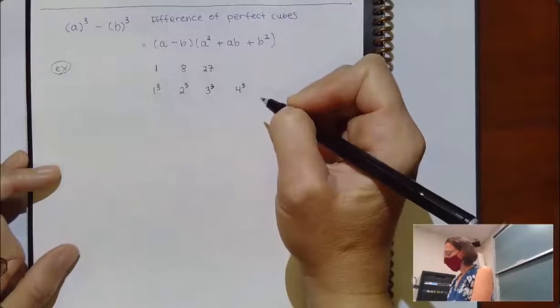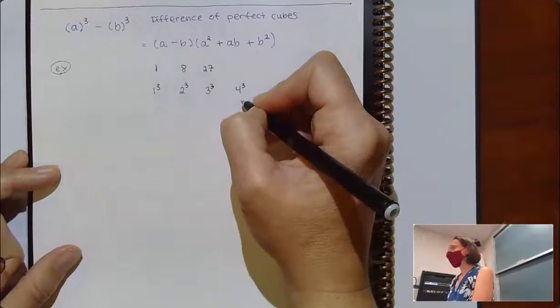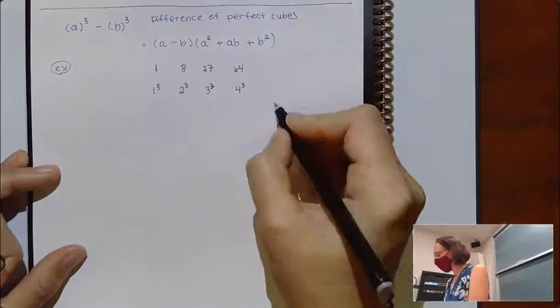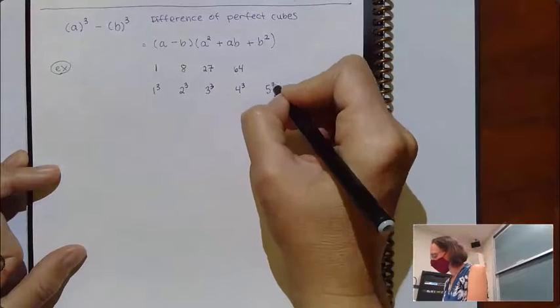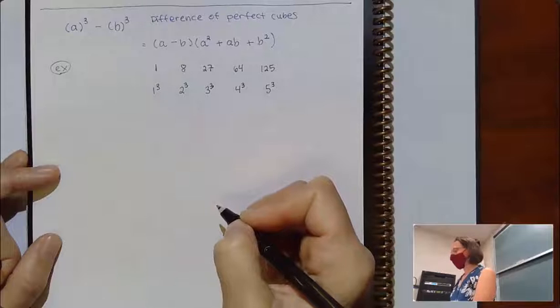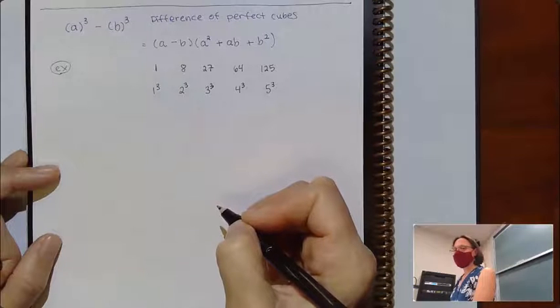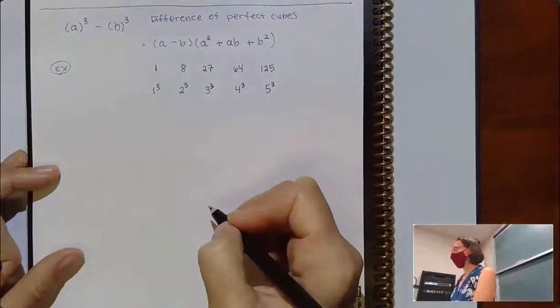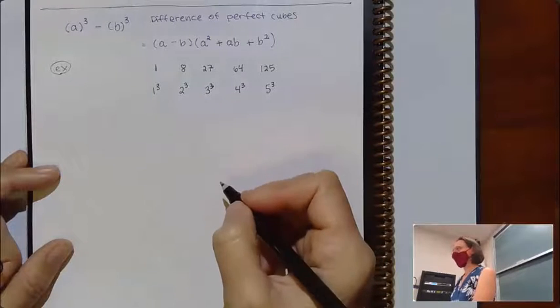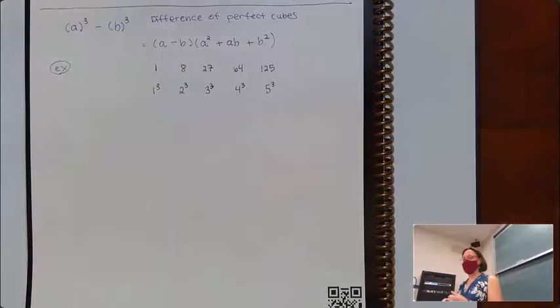4 cubed, well, 4 times 4 is 16, and 16 times 4 is 64. 5 cubed is 125. And I'm probably out. I don't actually have 6 cubed memorized. Maybe I do, but I'm probably out except for powers of 2 and powers of 10.